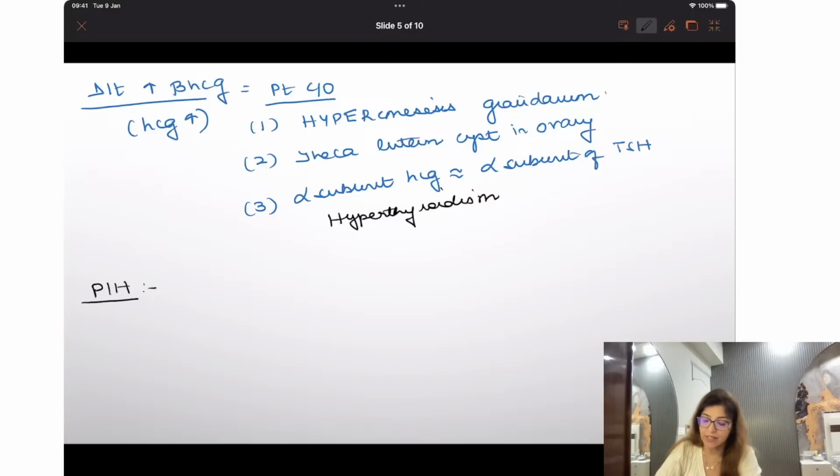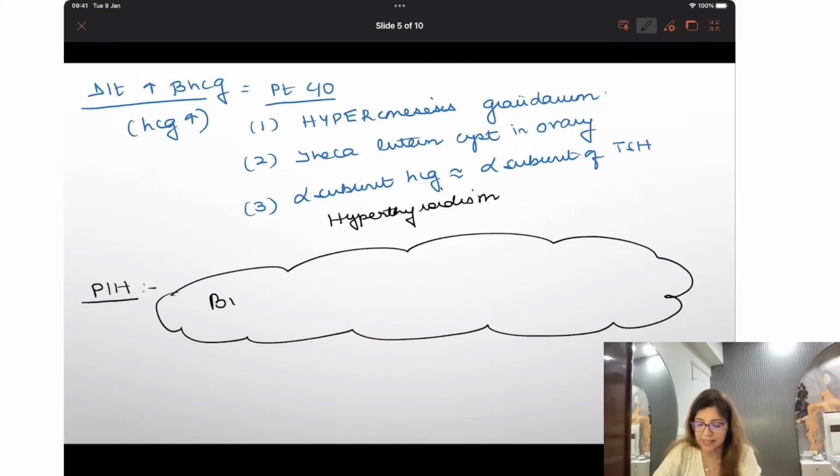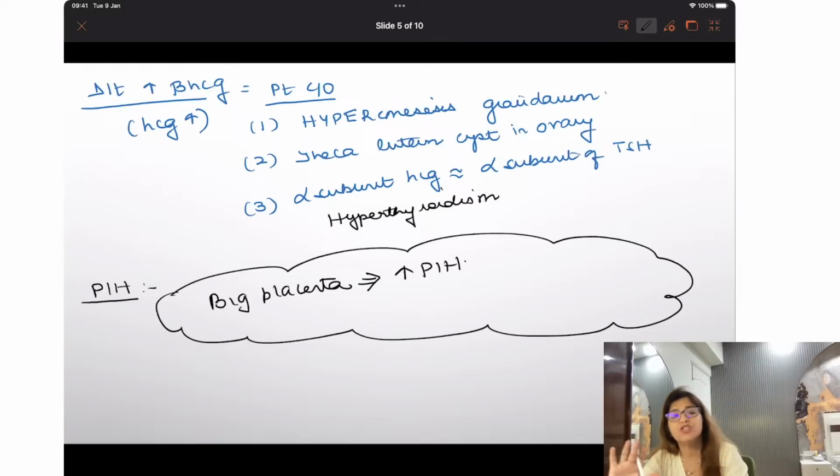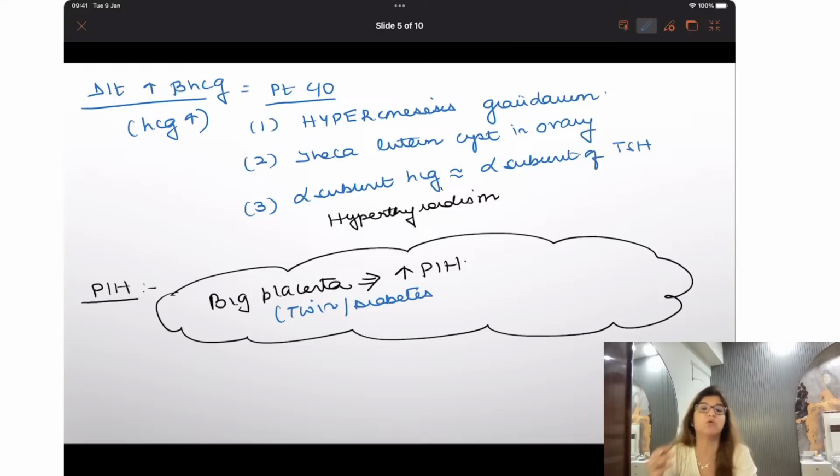Now, please understand that a very, very important concept is big placenta. Big placenta जहां कहीं भी होता है वहां पे there are increased chances of PIH. जब भी placenta बड़ा होगा there will be increased chances of PIH. For example, twin pregnancy. ट्विन प्रेगनेंसी में इंक्रीज चांसेस होते हैं PIH के. डायबिटीज में प्लेसेंटा बिग होता है तो उसके अंदर चांसेस इंक्रीज होते हैं PIH के. या RH नेगेटिव प्रेगनेंसी में बिग प्लेसेंटा होता है तो देयर आर इंक्रीज चांसेस ऑफ PIH. Wherever you are getting a big placenta there are increased chances of PIH.